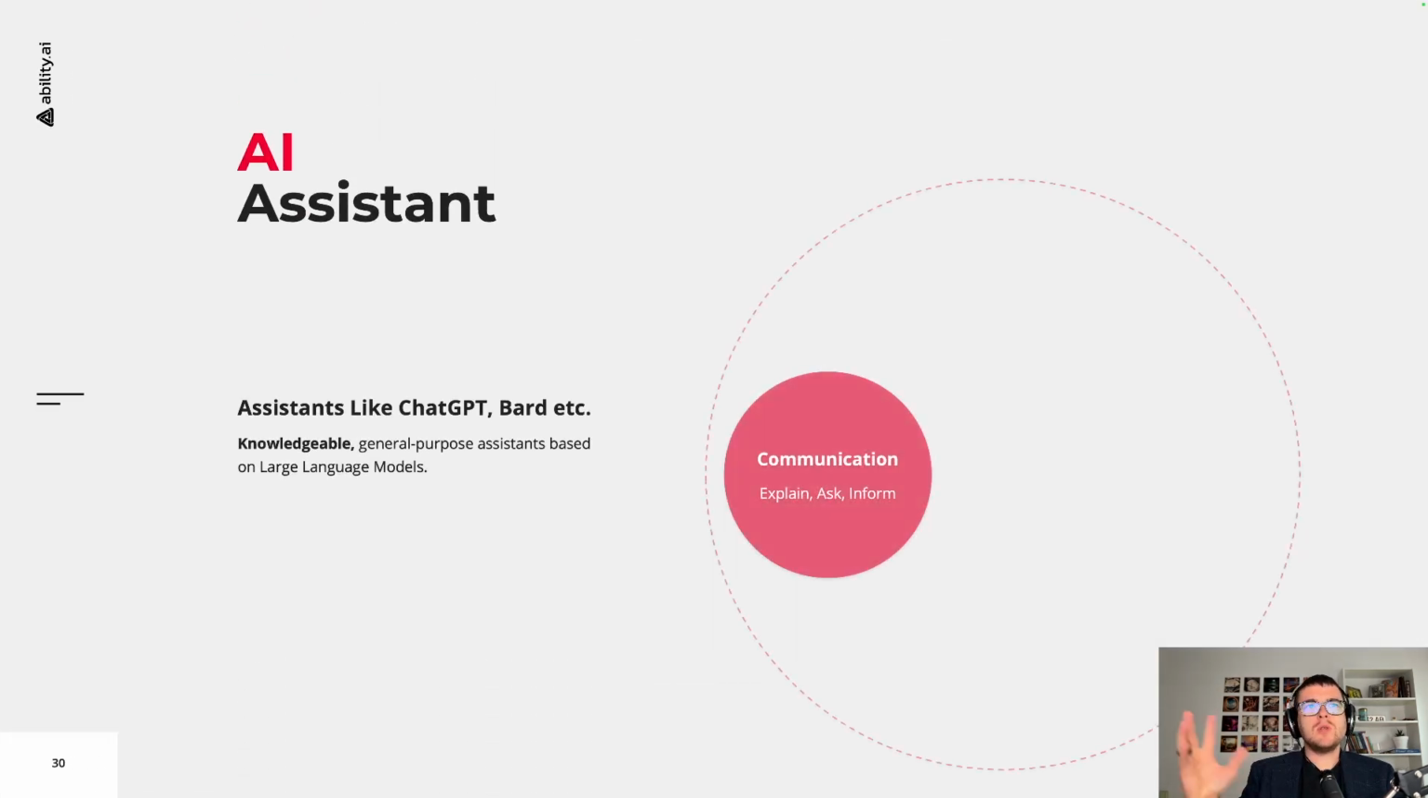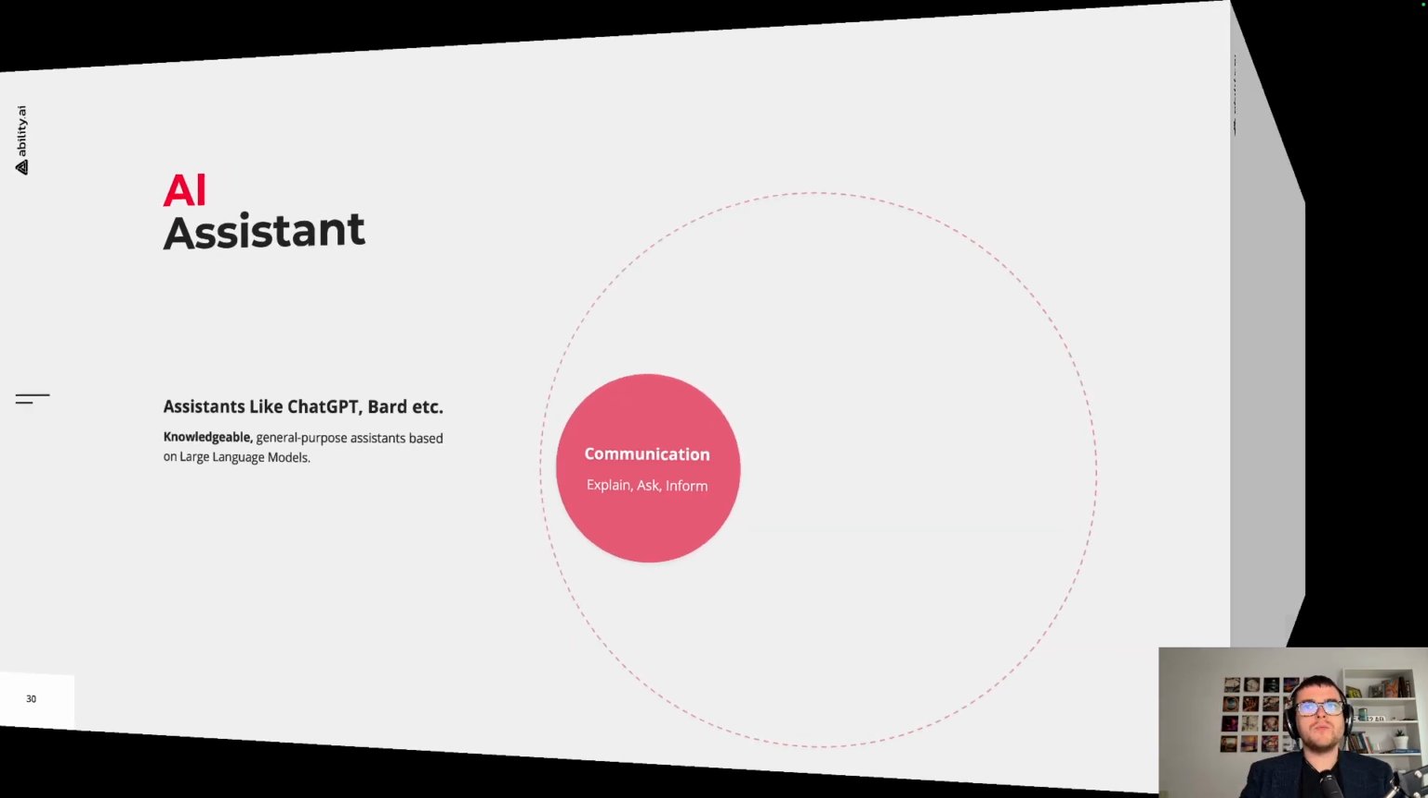If you have a system like ChatGPT or Bard or similar ones that can communicate, explain, inform you, and it's very knowledgeable, that's an AI assistant. It's very, very useful for a lot of requests, but that's all it does, usually.